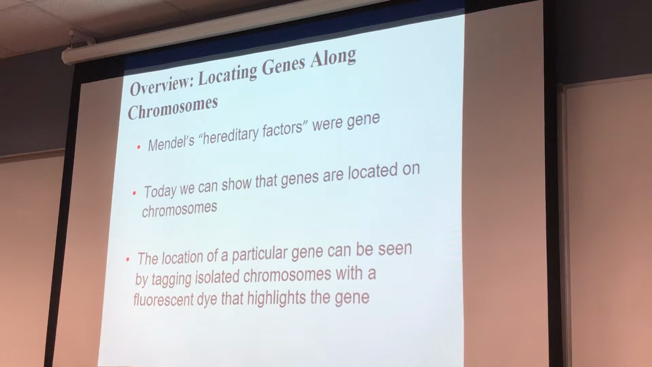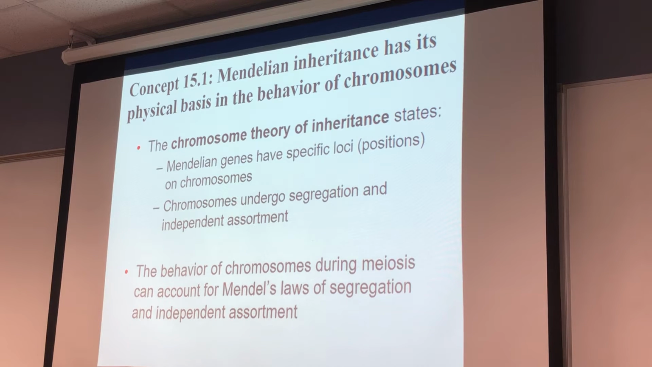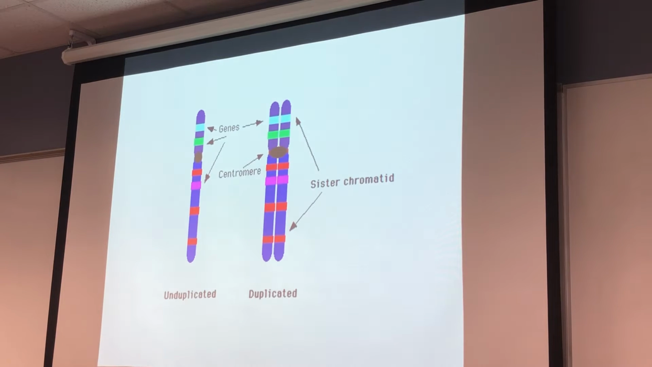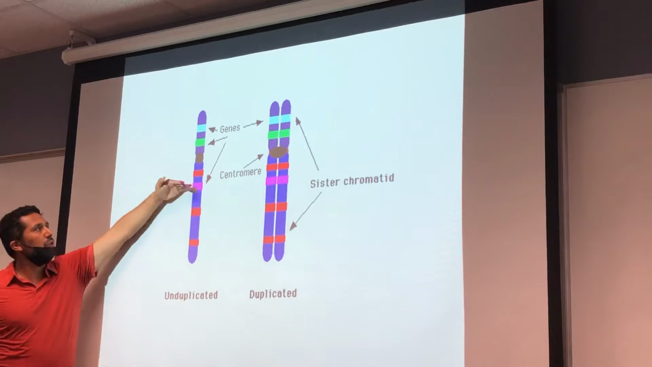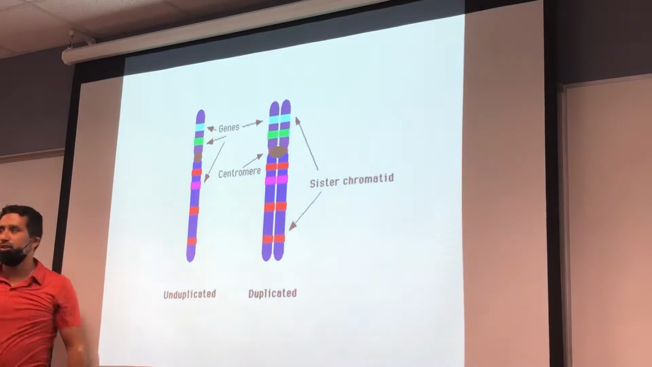We mentioned this as well, a couple of sections ago, that Mendel's hereditary factors, now we know them as genes, and we know that they're located in chromosomes, and they have specific locations, the loci, in those chromosomes. And these chromosomes will have hundreds or thousands of genes. For example, here you have this chromosome that is unduplicated, and then you have gene 1, 2, 3, 4, 5, 6 genes right there.